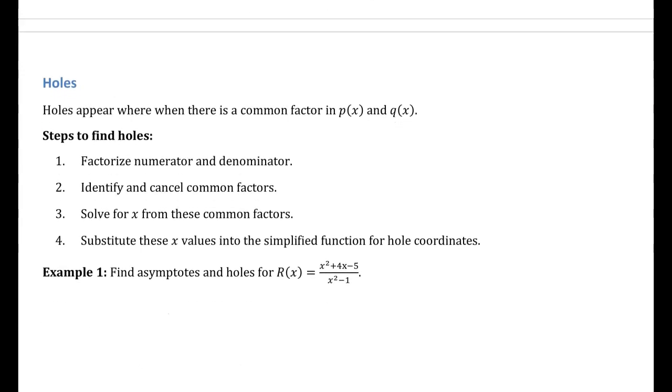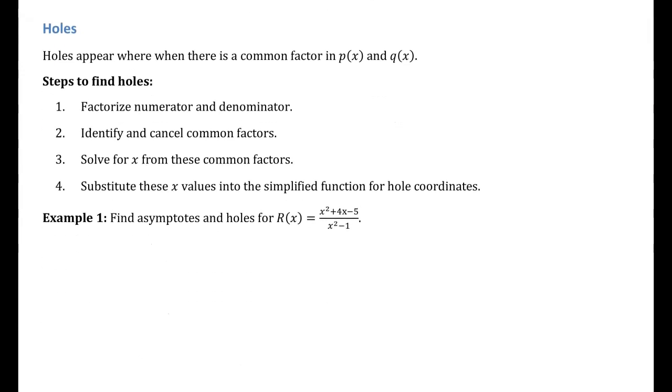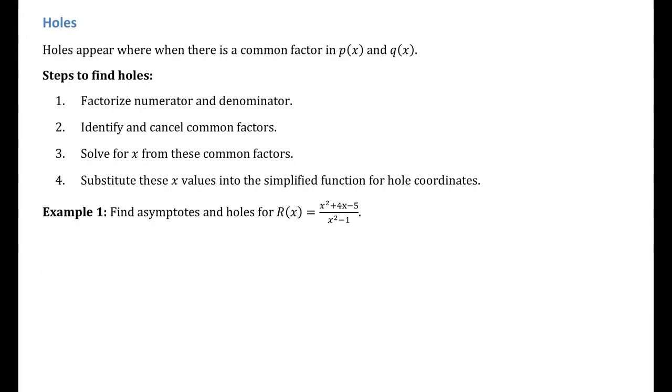Now, let's take a look at holes. Holes appear where there is a common factor in the numerator and the denominator. So, steps to finding the holes. We're going to factor the numerator and denominator. And then we'll identify and cancel common factors. And then we're going to solve for x from these common factors. And then substitute these x values into the simplified function for the hole coordinates. So it sounds complicated, it's not really. Let's take a look at an example.